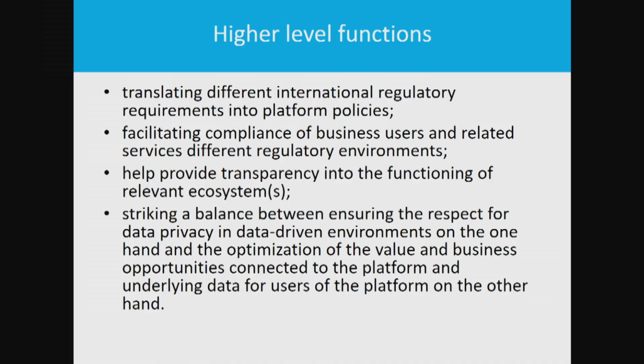And that puts platforms, of course, in a position to be able to engage in discussions about the state of data protection. And then finally, striking a balance, this is the higher level thing, between ensuring the respect for data privacy in data-driven environments on the one hand, and the optimization of the value and business opportunities connected to the platform and the underlying data for users of the platform on the other hand. So I think that's also where things can start to get very interesting.